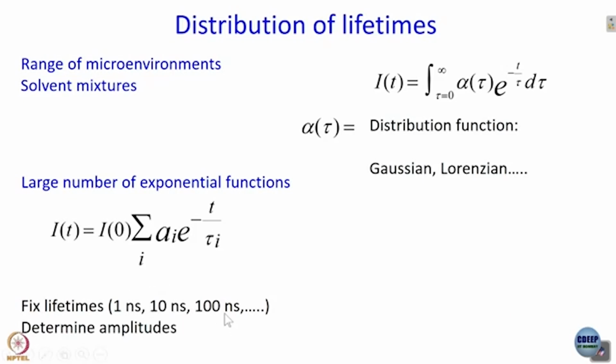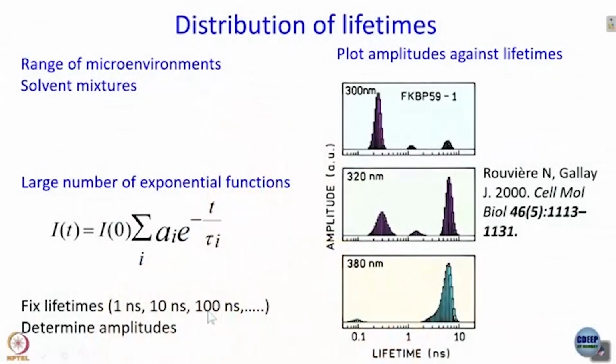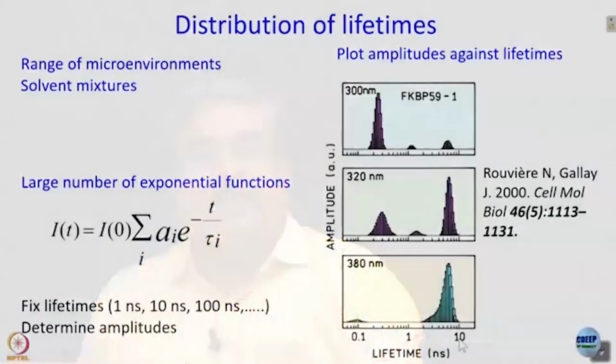So, if you are using 100 lifetimes, you will get 100 amplitudes. Now, you plot the amplitude against lifetime, and then you get plots like this. This is actual data taken from a 2000 Cell Molecular Biology paper. Here you see they have looked at different emission wavelengths, 300 nanometer, 320 nanometer, 380 nanometer. Note the y axis amplitude, note the x axis lifetime, and here of course they have not gone out to 100 nanoseconds, rather they have gone from less than 0.1 nanosecond. Now, do not ask me how they did it, using time correlated single photon counting, up to say 10 nanoseconds.